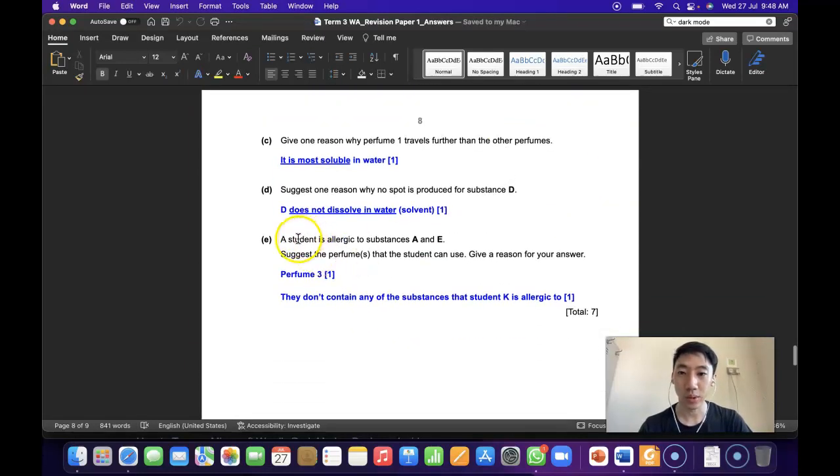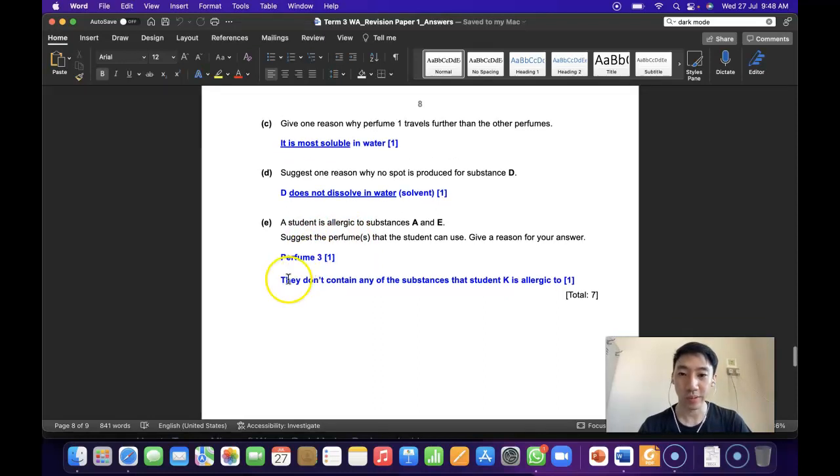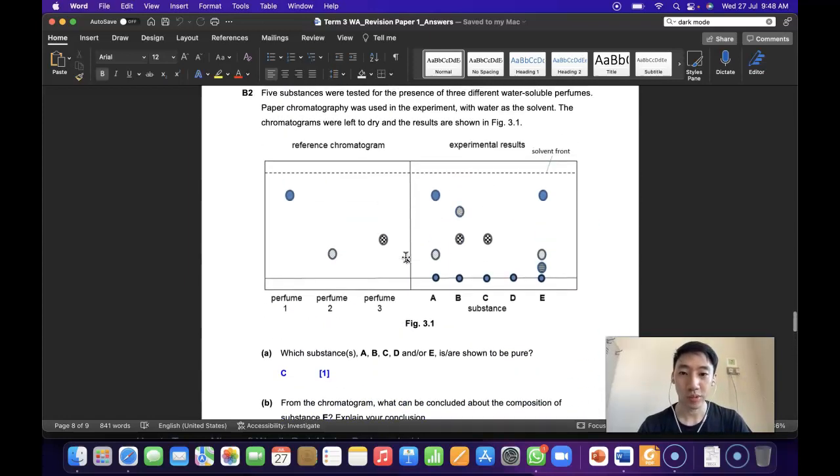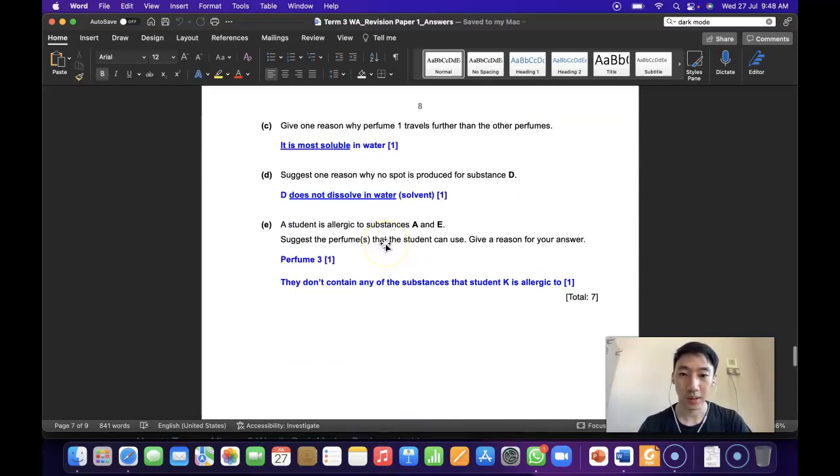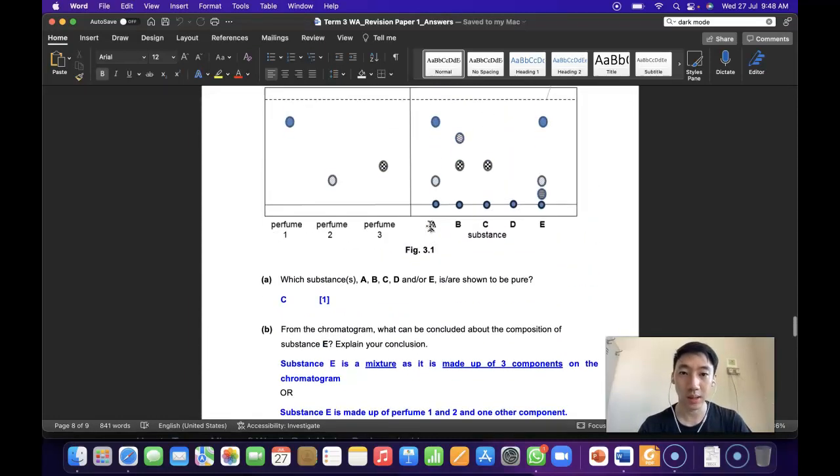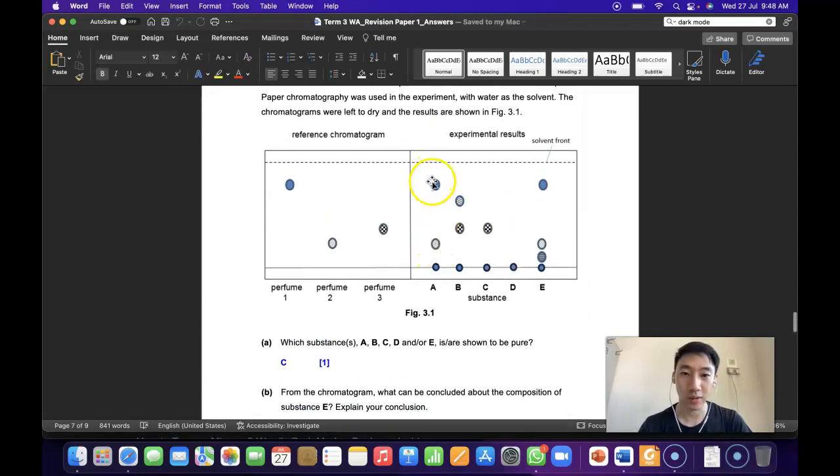So if a student is allergic to A and E, the word allergic means that they will have a bad reaction to it, then what should they use? They should use perfume 3 because perfume 3 does not contain any of the substances that the student is allergic to. Let's look at that. Perfume 3 is this dot over here. The student is allergic to substance A and E, so he cannot have this dot, this dot, this dot, this dot, this dot. So the only thing that he must have is this one.